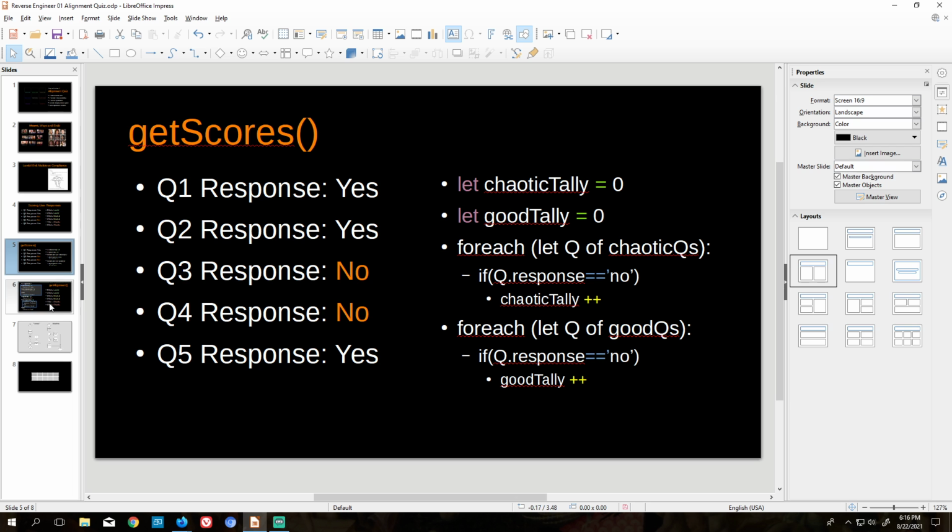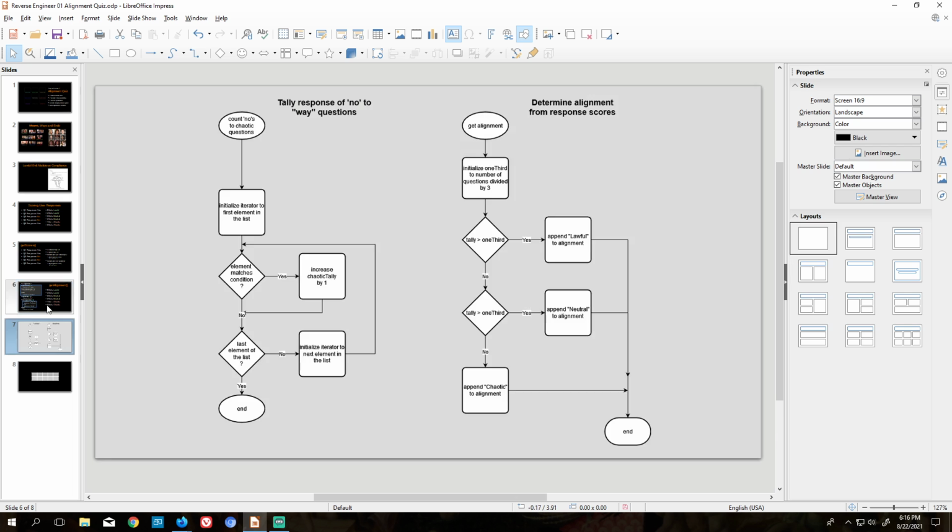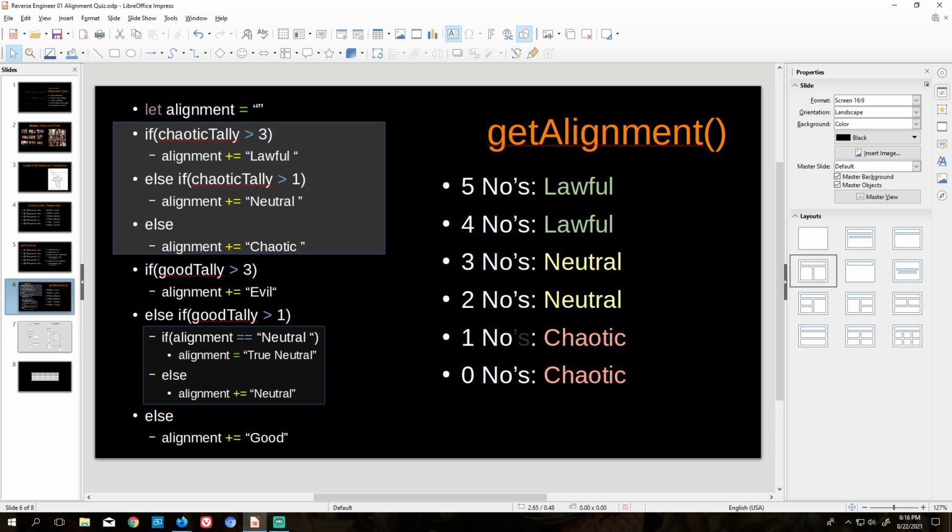And then the next one, let's look at the gray box. That's the chaotic stuff. That's basically this thing on the right. We're going to set the alignment to an empty text string. And we're going to say if your tally is greater than, in this case, greater than 3, I should have said 2/3 of 5, then we're lawful. If it's not, then check to see if it's greater than 1/3. And if it is, then you're neutral. Or else, in any other case, you're chaotic.